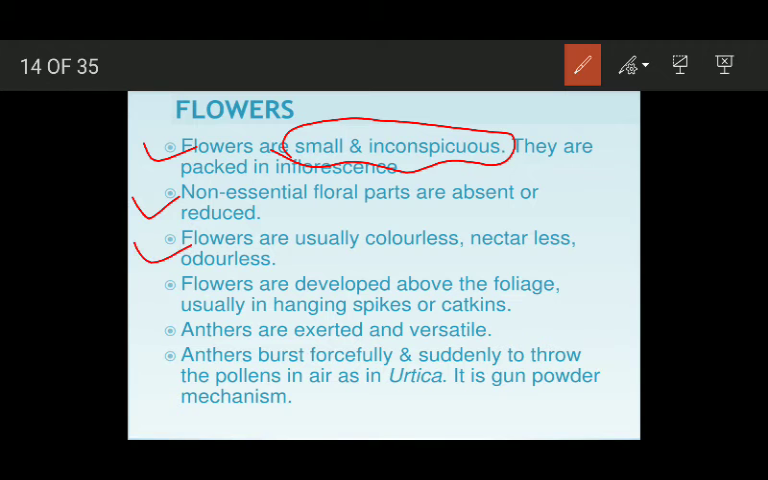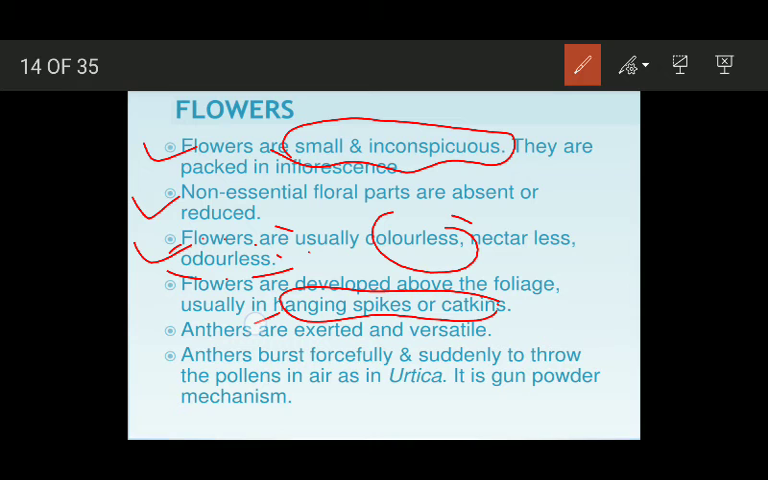The flowers are usually colorless. They are nectarless and odorless. There is no need to produce such substances. The flowers are developed above the foliage, usually in hanging spikes or catkins. These are the types of inflorescences.